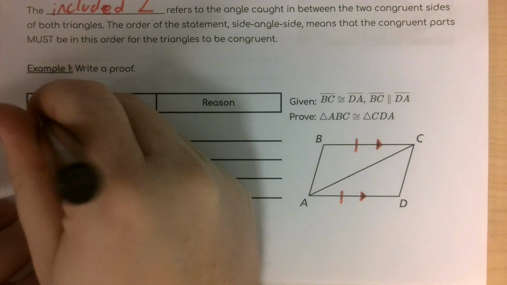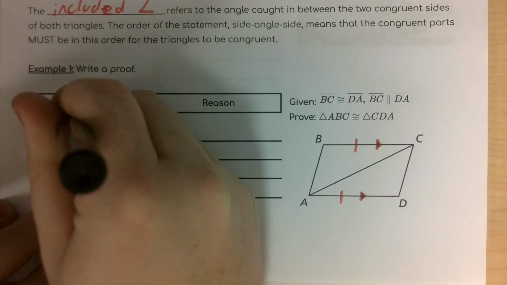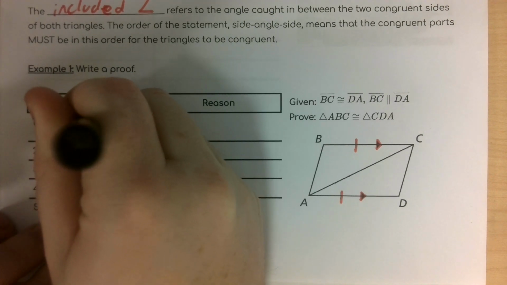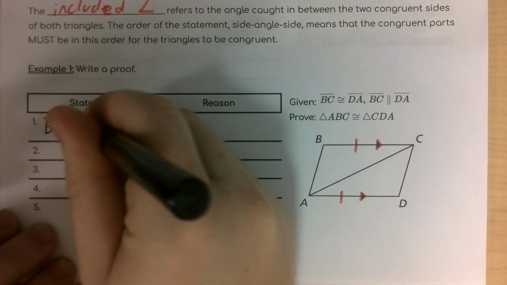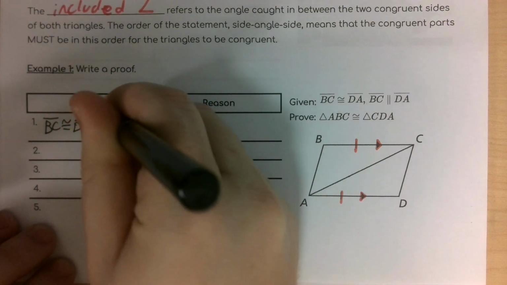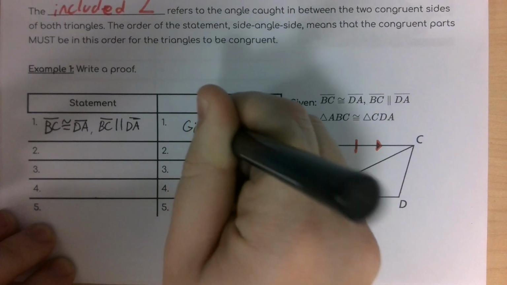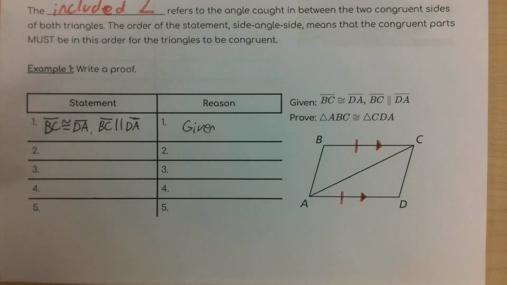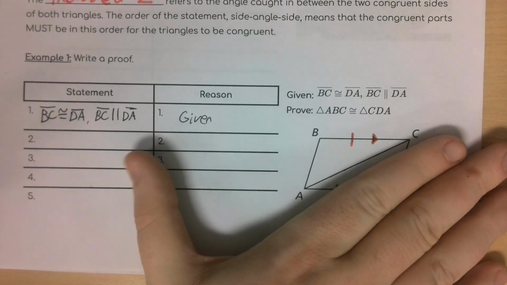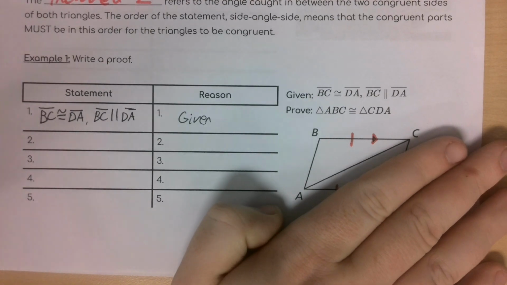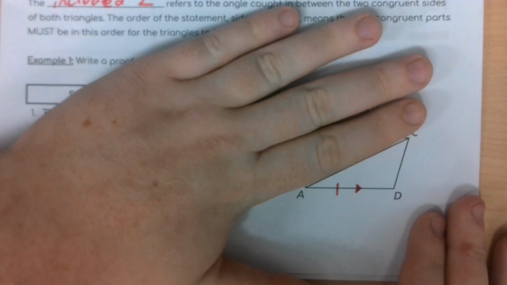Let's start by writing down our given. BC is congruent to DA, and BC is parallel to DA. Those are our givens. So we're trying to show that these two triangles are congruent. The first triangle is the one up top here, on the top left. The second one is on the bottom right, here.